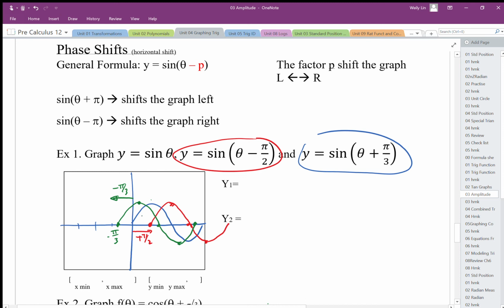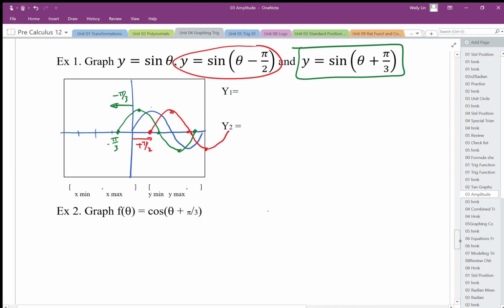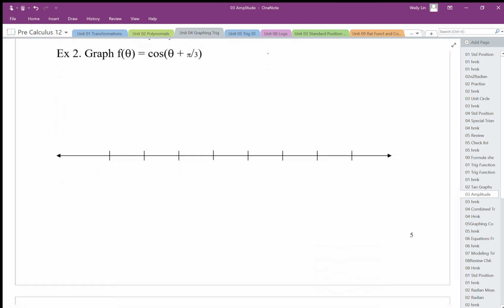Now, we do need to figure out these positions. So this one, we can kind of eyeball, but we're going to try to come up with a better way to come up with those positions. So we need to be able to locate those positions. So let's try one here, and then we'll work on getting those positions. Okay, so this one is a shift of pi over 3.